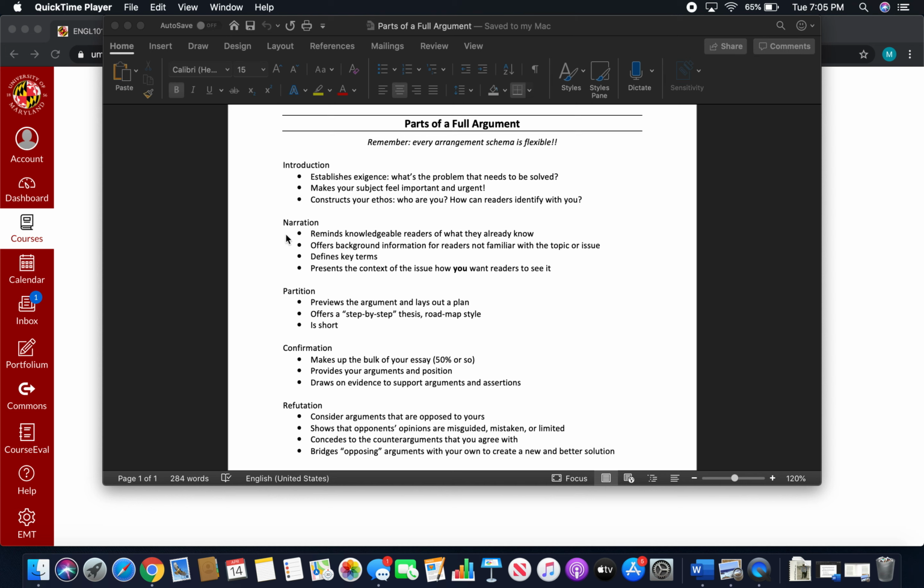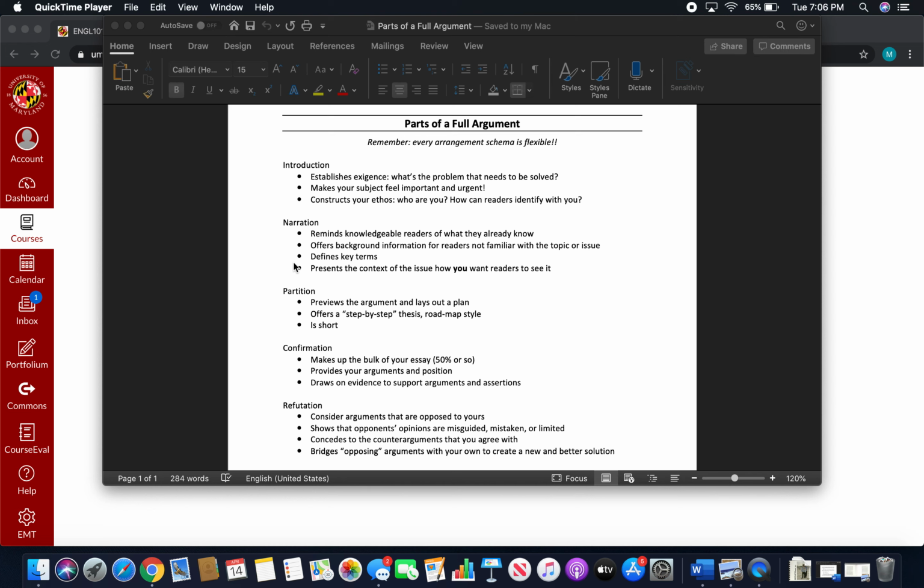The second part is the narration. This is the background for your argument. This section lays out all the information your audience needs to keep in mind while reading your argument. Probably you haven't written one of these in a paper before, but the example that you're going to read for today's classwork does a nice, if kind of long, job with the narration, so you'll get a sense of what this part of the paper does.